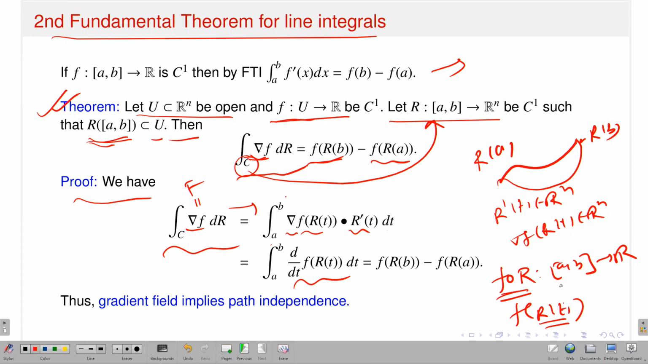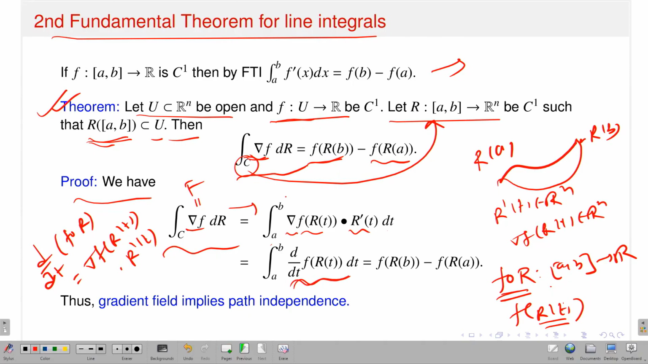So, this makes sense. Therefore, these are functions from R to R. What we have to do is just use the chain rule. So, what is the chain rule? d/dt of f composed with r is the derivative of f at the point r(t), which is the gradient of f at the point r(t) dot product with r prime of t. This is the chain rule, right?